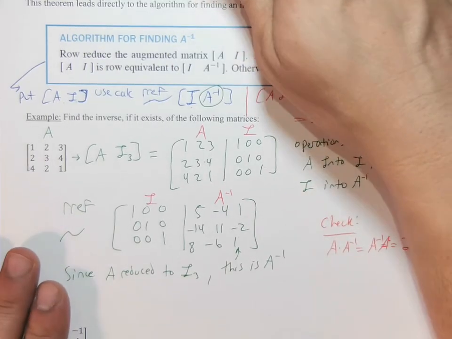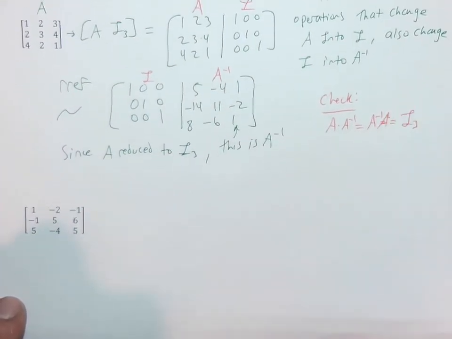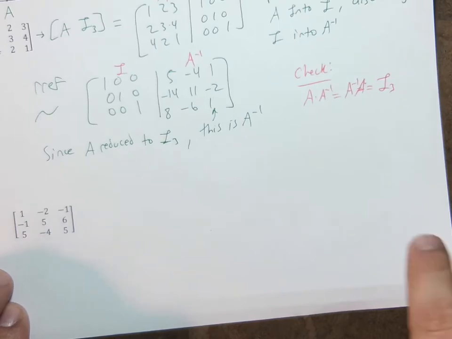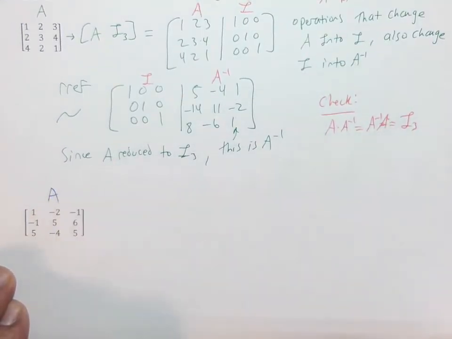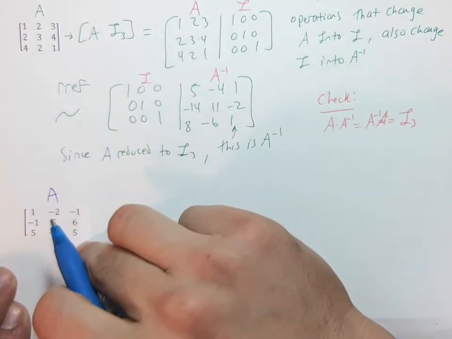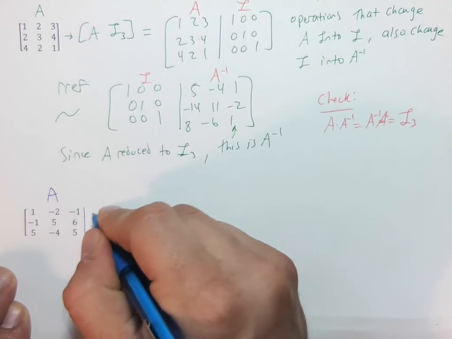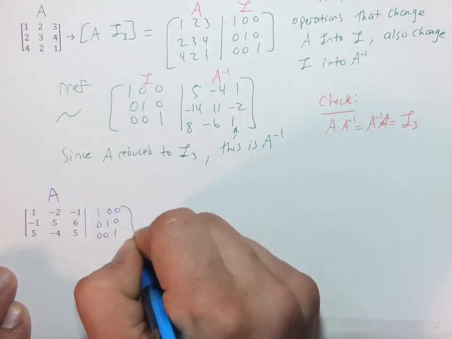All right, let me just show you one that doesn't work then. Hopefully this is not spoiling it for you that this one doesn't work. But let's try to find this inverse and just point out how we can tell it doesn't have one. So here's our matrix A. I'm going to put it in with the identity matrix. I'm going to white this out. Just stick it right in there with the identity matrix. There's I.